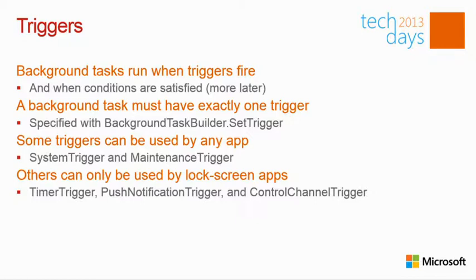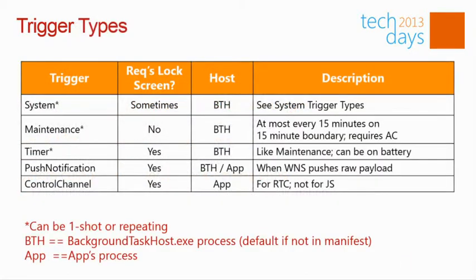Now, there are several different types of triggers. Remember that every background task you register must have one and only one trigger associated with it, telling the system when to run it. Here are the different trigger types that Windows 8 supports. There are 5 basic trigger types: system, maintenance, timer, push notification, and control channel. For a non-lock screen app, you're only allowed to use system triggers and maintenance triggers. In fact, there are some system triggers that are restricted to lock screen apps.